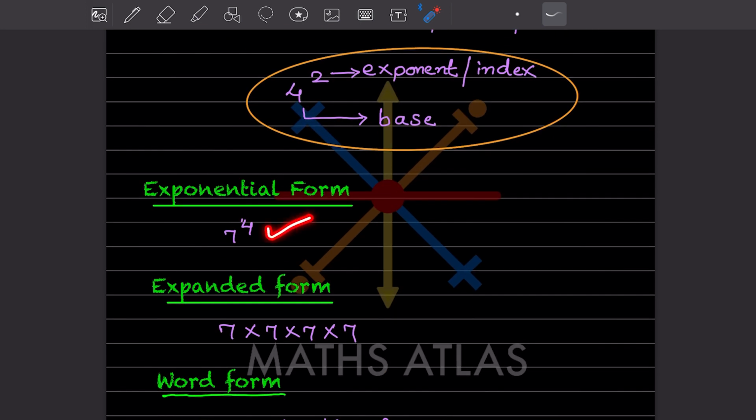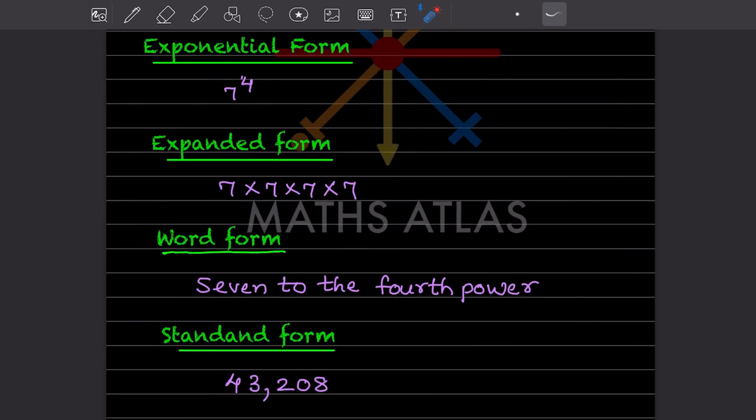And same thing if we take this one, whenever we multiply 7 into 7 into 7 into 7, this is 4 times, this is called the expanded form. And the same number we can write in the word form as 7 to the 4th power. Whenever we have such a number, we just call this the standard form.